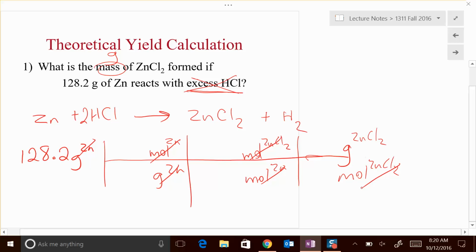And now I just have to fill it in. Grams and moles. Moles are always 1. Grams, where do I find it? Periodic table. 65.38.